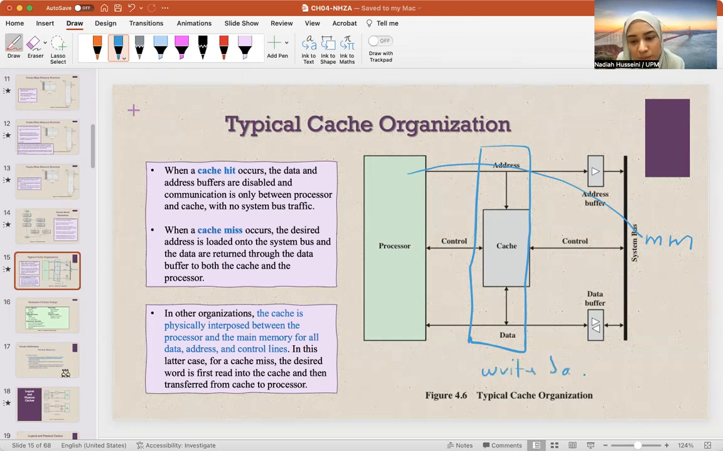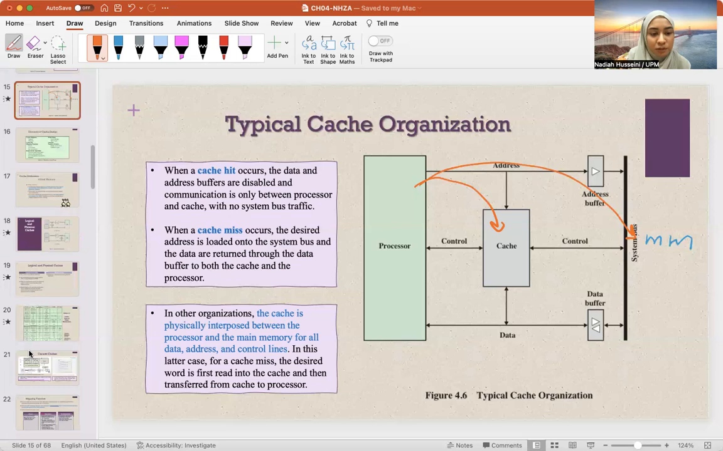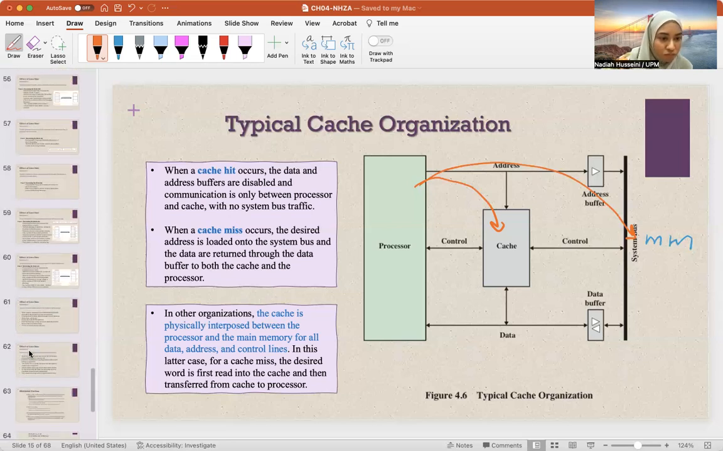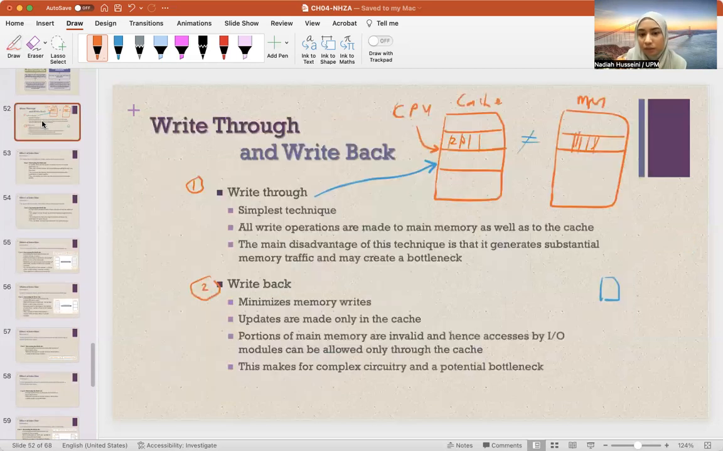With the write through approach, you get rid of this. Whatever the CPU wants to write, it also writes in the main memory. But you would have to write a lot more, right? So that's the disadvantage. It depends on what you want, actually. Okay, so let's go back to our slide over here.